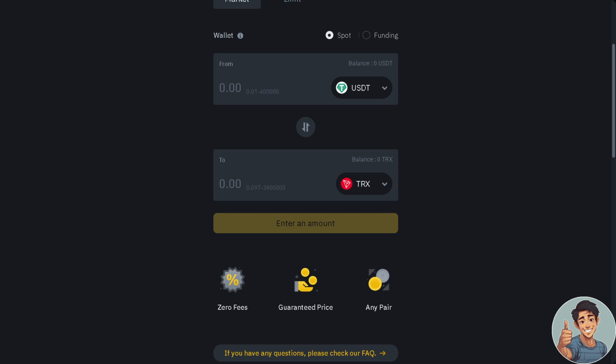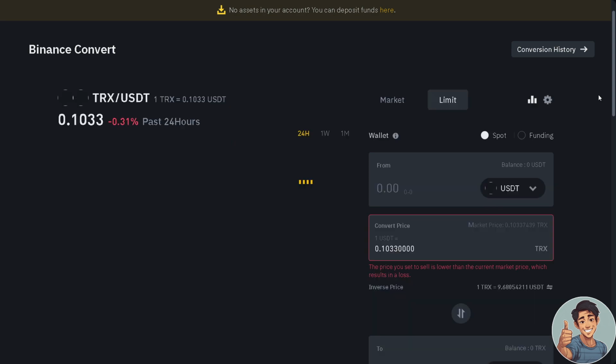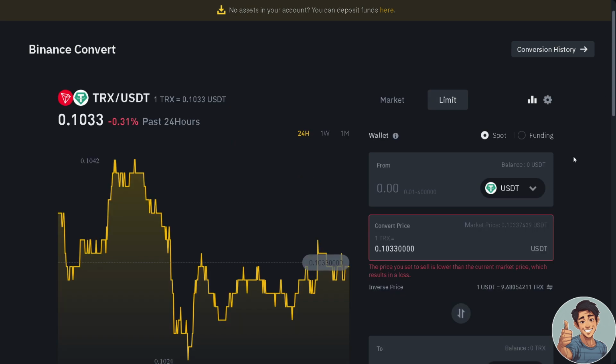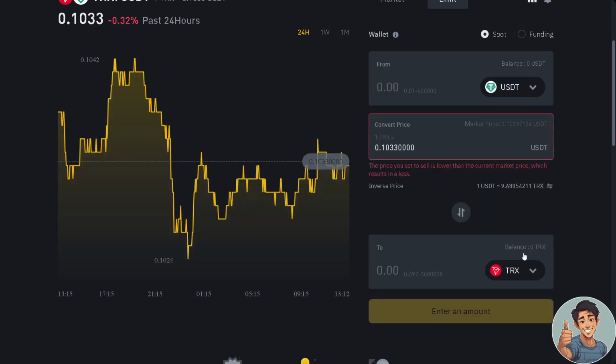And of course, you have to specify the amount of USDT you want to exchange for TRX. After doing so, review the details of your order, including the amount and the exchange rate. And once you're certain, confirm the trade.